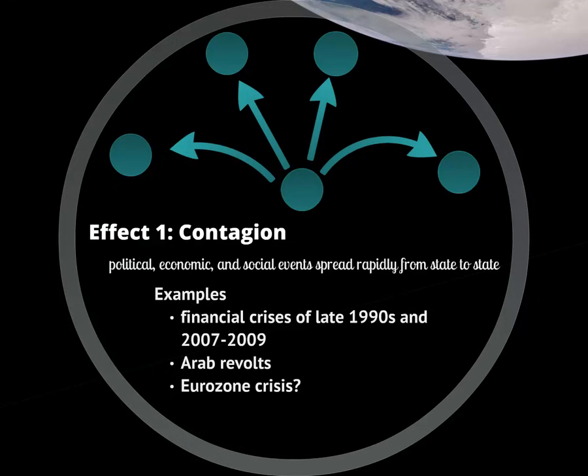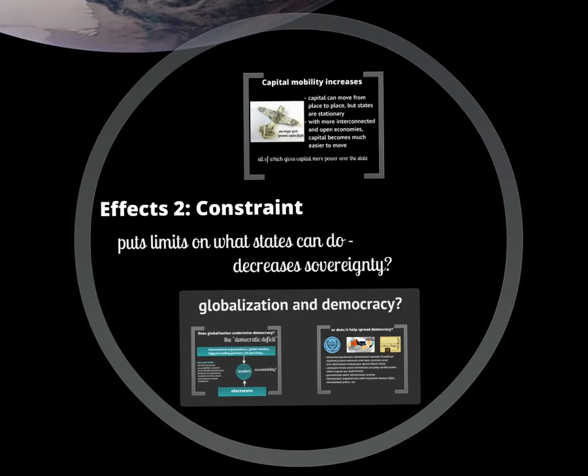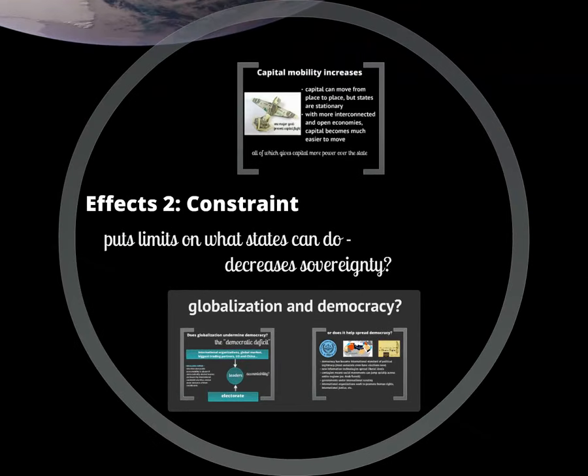The next effect we're going to think about is constraint, which is quite closely related to contagion. Think of it this way. Contagion means that whether the leaders of a state like it or not, things in other parts of the world may have profound effects upon their state. In other words, they have less control over what is going on in their states. Thus, globalization puts constraints upon actors within states. It adds boundaries to what they can do in their own domestic politics. This can be cultural, political, or economic.